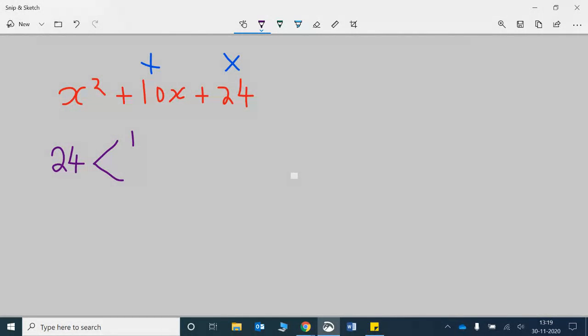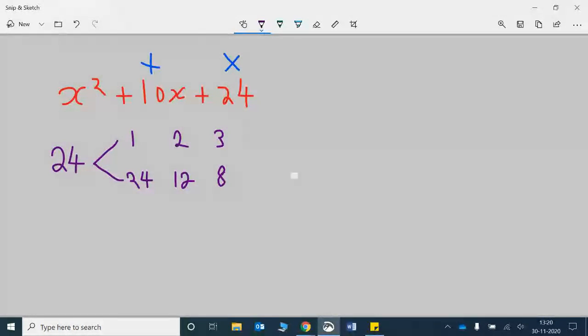So 24 divided by 1 is 24. So I could do 24 divided by 1 to give this. Or you might just know that 1 times 24 is 24. Okay, and then we're going to put 2 here. 24 divided by 2 is 12. You can do that on the calculator if you like. And then we're going to put 3 here. 24 divided by 3 is equal to 8. And so we'll put the 8 there. 3 times 8 is 24.